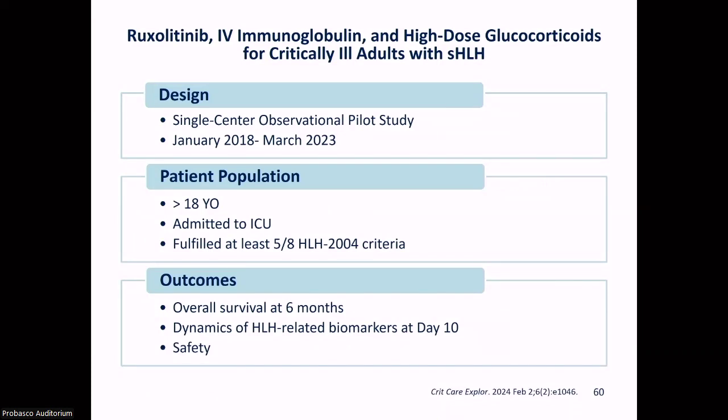So let's look at a study that uses ruxolitinib. The first one was published in 2024 in Critical Care Explorations and looks at ruxolitinib, IVIG, and high-dose glucocorticoids. This was a single center observational pilot study, conducted over 2018 to 2023. This included adult patients admitted to the ICU, and they had to fulfill at least 5 of the 8 HLH-2004 criteria. Their primary endpoints were survival at 6 months, the dynamics of HLH-related biomarkers at day 10, which includes things like your serum ferritin levels, and any safety endpoints. Overall, they really wanted to investigate using less toxic therapies than as seen in the HLH-94 protocol.